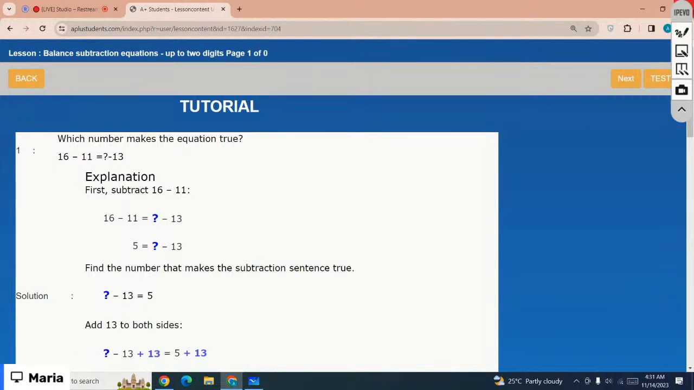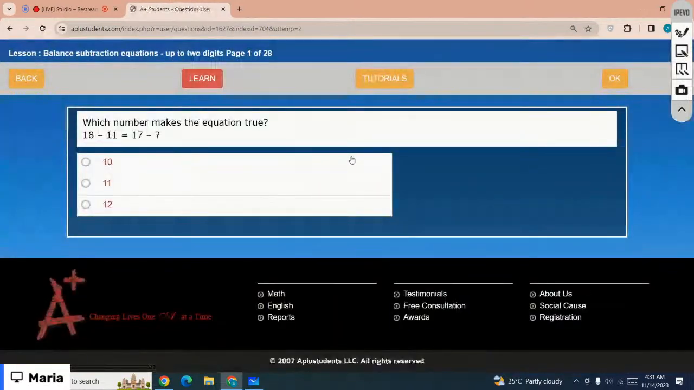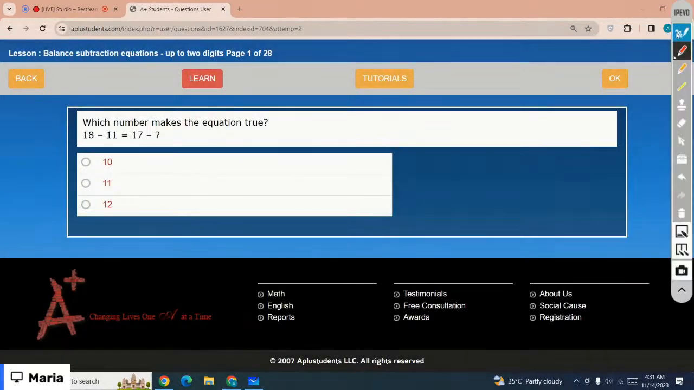Just look at the first example. Okay, 18 minus 11 equals 17 minus the missing number, right? So balance means both sides of the equality must have the same answer. For example, when you subtract 18 minus 11, right, the correct option is 7. So this side must have the same answer, right?